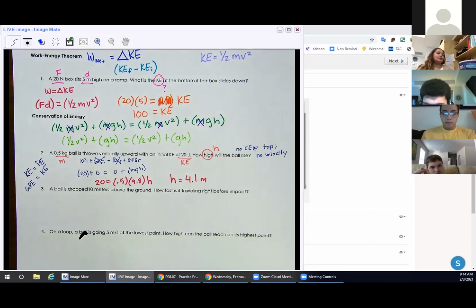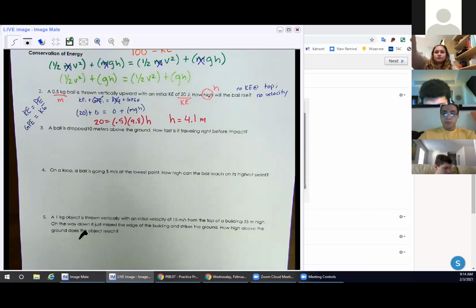And today, honestly, it's going to be easy. Probably the last example I'm giving you today is going to be the hardest problem you're going to have. Are we ready to go on to number 3? Are there any questions for number 2? All right, let's keep going.